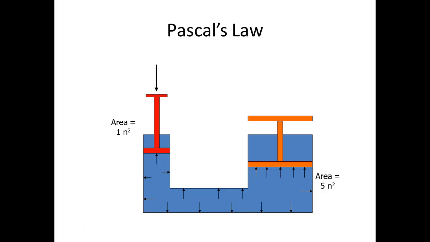Well, I would multiply that by what? 5. So that means over here, I'm applying 100 pounds and getting 500 pounds. Right? That makes sense. And that's the way we multiply. Of course, what would happen to the speed and the distance on the other side? Right. It's going to be slower and don't move as far.